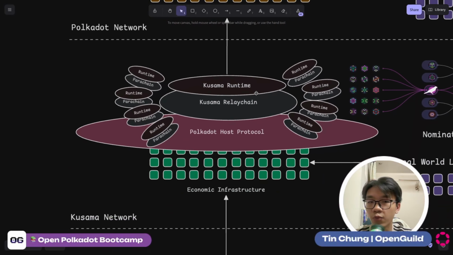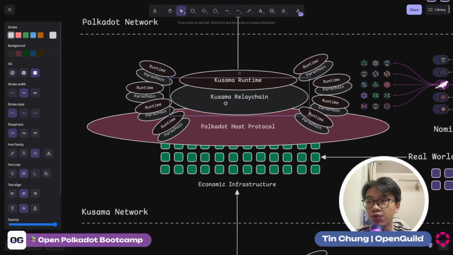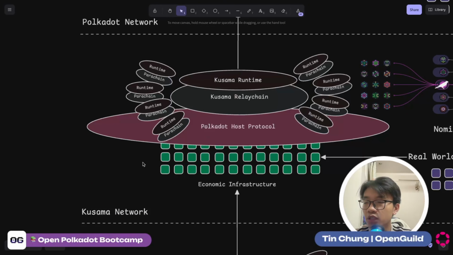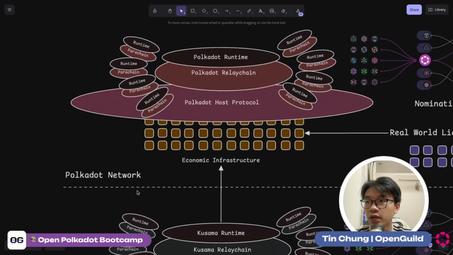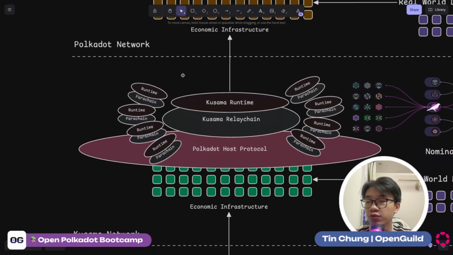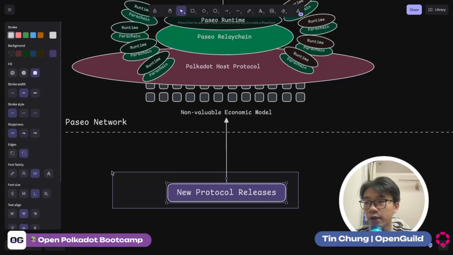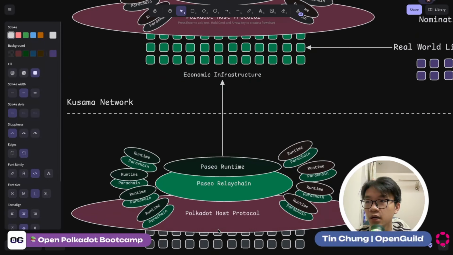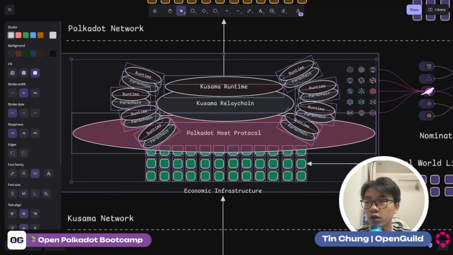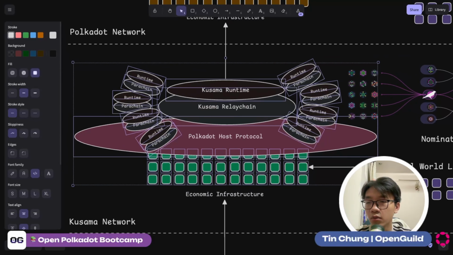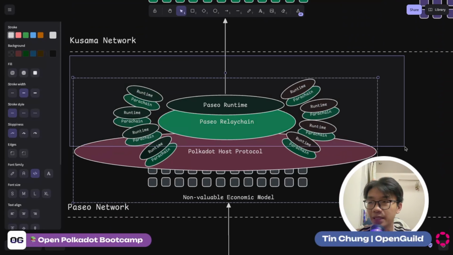But in Polkadot, we introduce another network called the Canary network, which here is Kusama. So what is a Canary network? The Canary network, in the case of Kusama, is basically similar to Polkadot, but the amazing thing here is that whenever there are new protocol releases or new code changes, the Kusama network is the one you can release to after the Paseo network.